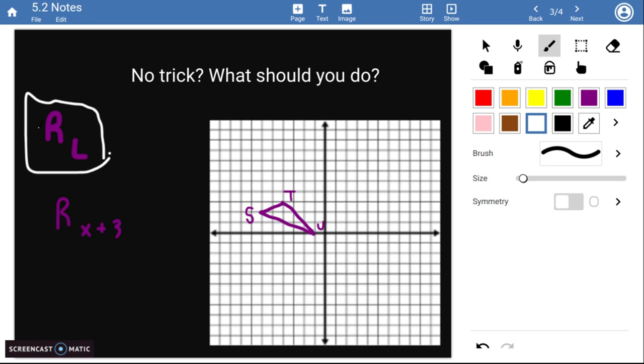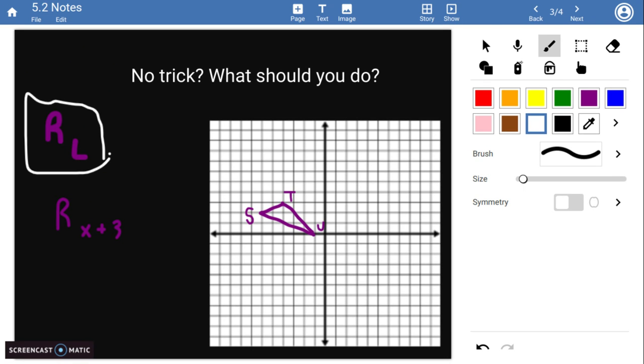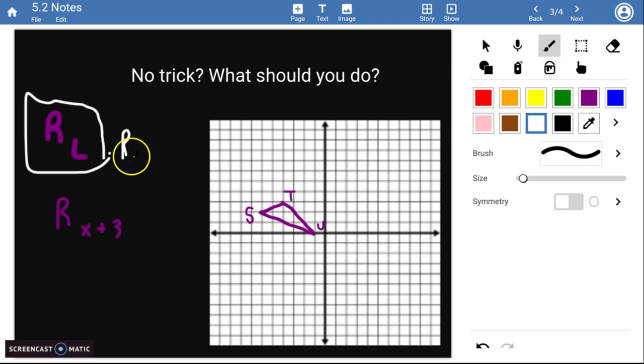For the one that was function notation, the notation is uppercase R, which means reflection, and then the line. So you're reflecting over what line? So, reflect triangle STU over the line y = x + 3. It's not going through the origin this time.